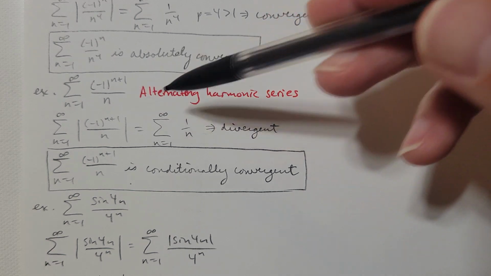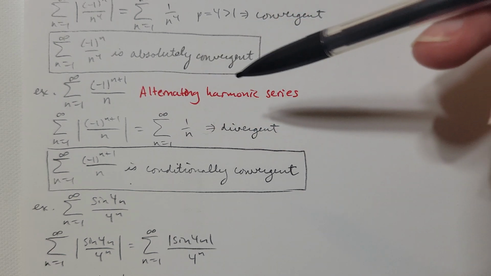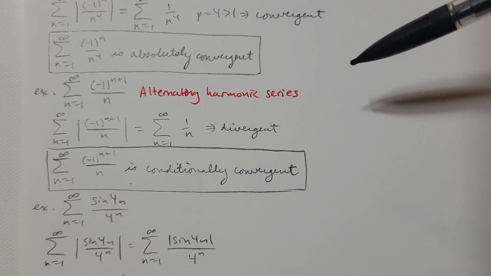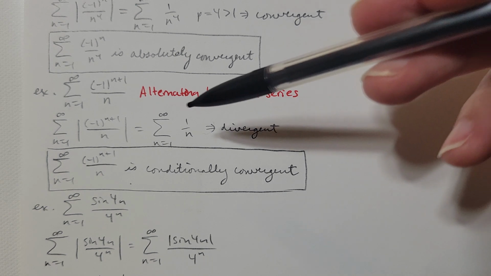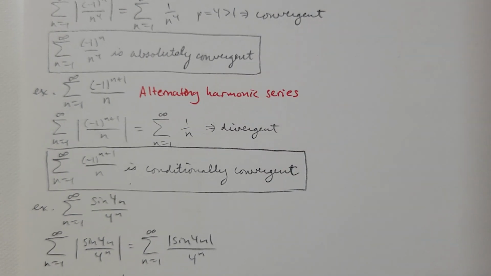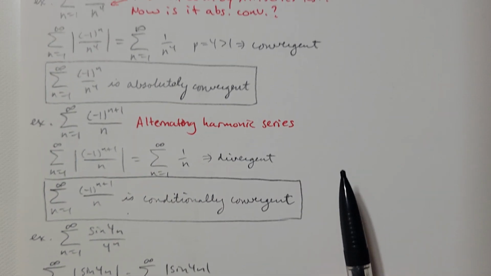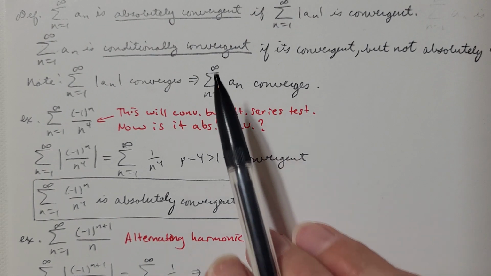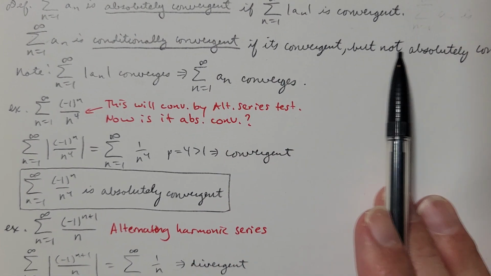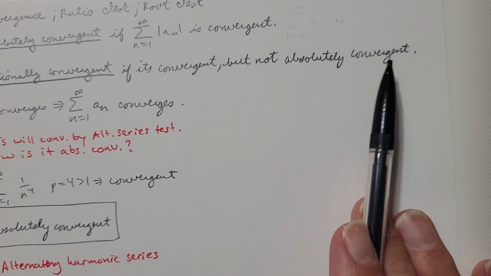So it converged by using the alternating series test, and when I throw absolute value bars around the sequence part, now I've got a divergent series. So I'd say that the original series here is called conditionally convergent. It's convergent, but not absolutely convergent.